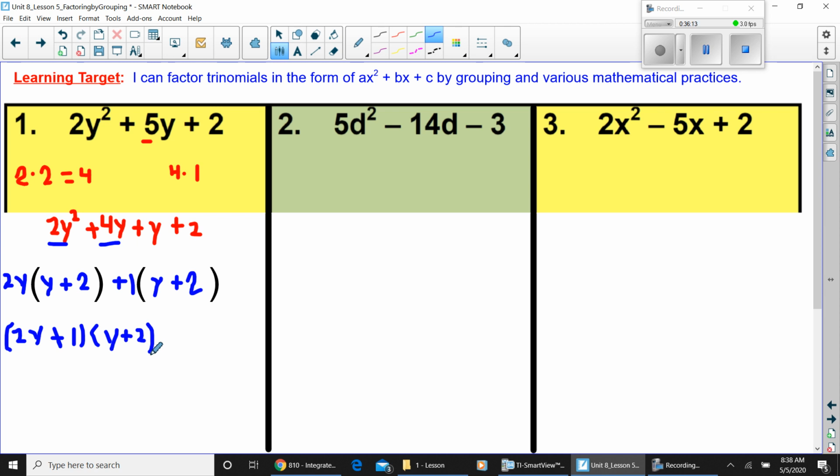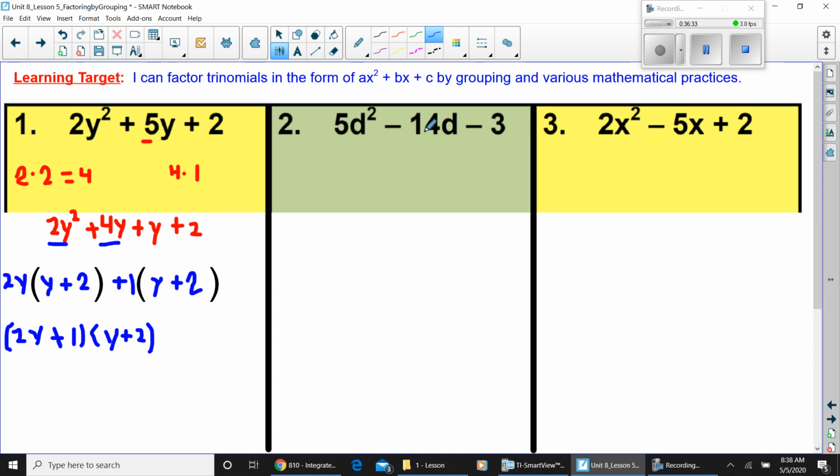Multiplication, but it works. You have 1 times 2. 2y times y is 2y squared. 2y times 2 is 4y. This is 1y, and this is 2. It's just like this right here, distributive property, and you'll get your answer.